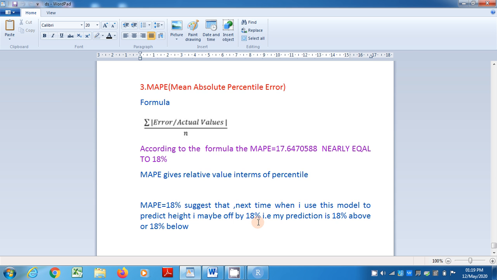We will concentrate on this, and you need not worry about the formulas to calculate. There is a package called metrics. The metrics package provides each and every function. For MAPE, the function is MAPE. For MAD, the function is MAE. For RMSE, the function is RMSE. We will check the accuracy of our model.